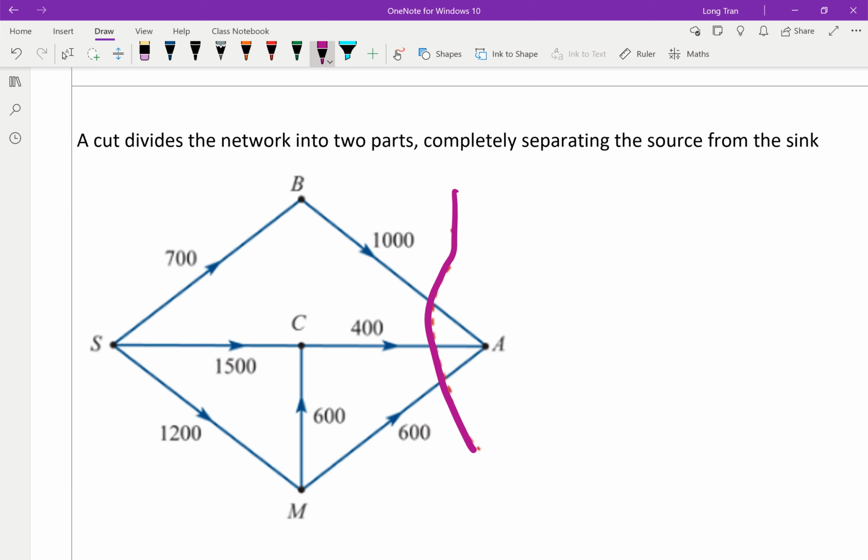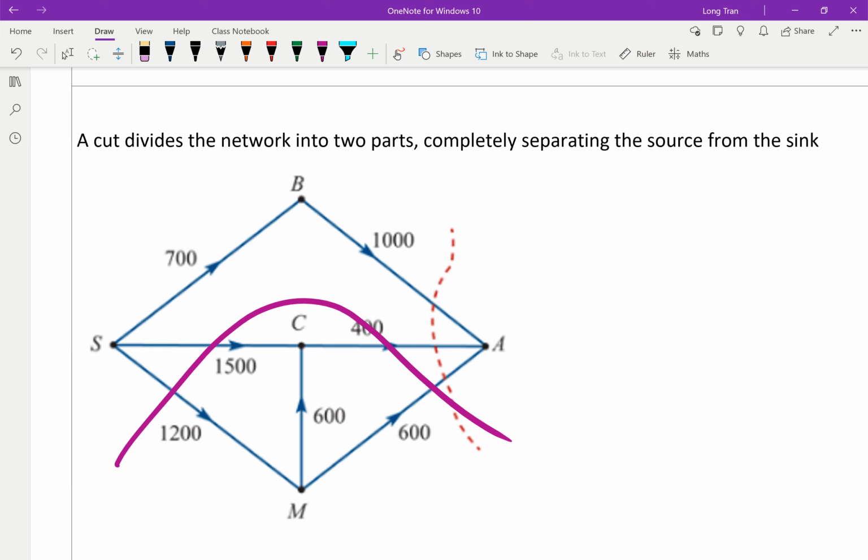I can draw another one over here, but that's not a cut. Why is this not a cut? Very good. I can still get to A, going from S to C, C to A. That's still a possibility. Even if I did cut that and went up and down, this is still not a cut, because S to B, B to A can still be made. So a cut has to separate the sink and the source.